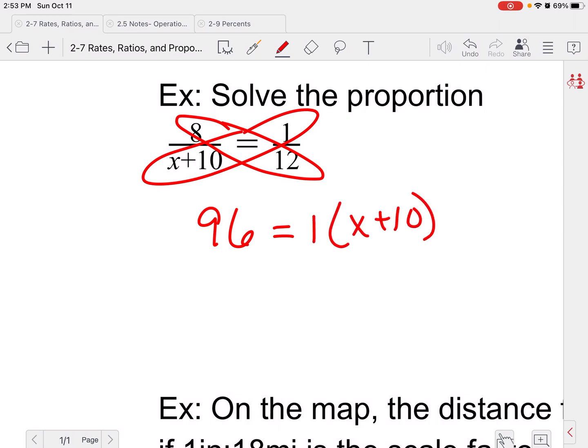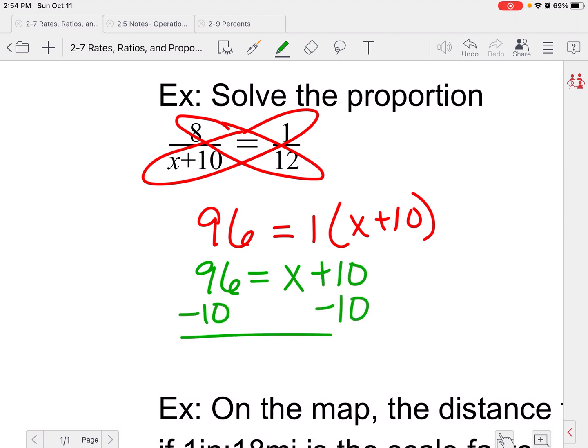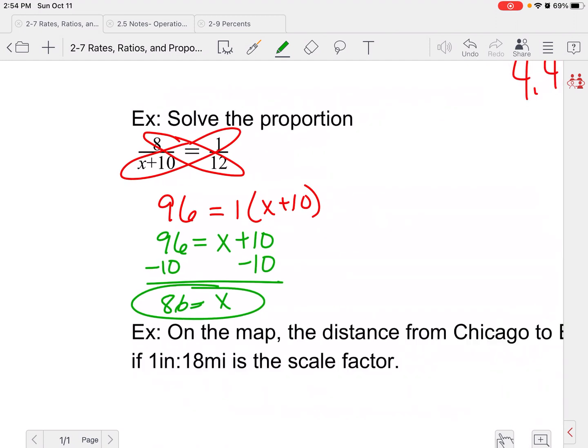Now, obviously 1 times x plus 10 is just x plus 10. But if this had been like a 3 here instead, we would have had to distribute that 3 in before we added or subtracted. So make sure that if there's a different number besides 1 here that we do distribute it in. Obviously, if we distribute 1 in, that's just going to be the same thing. So we have 96 equals x plus 10. I'm going to subtract 10 from both sides. So I get x equals 86. And since there were no units on any of those, I can just leave it as 86.